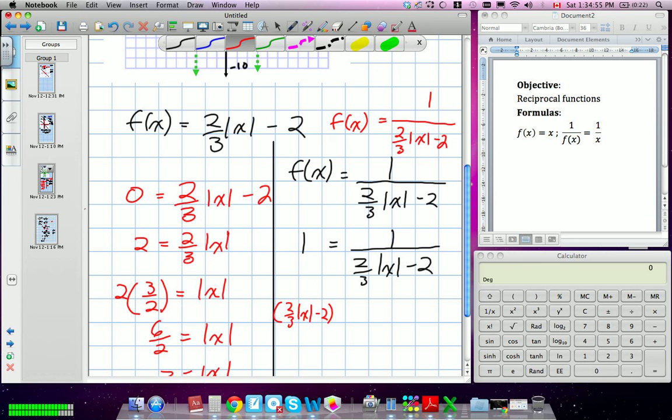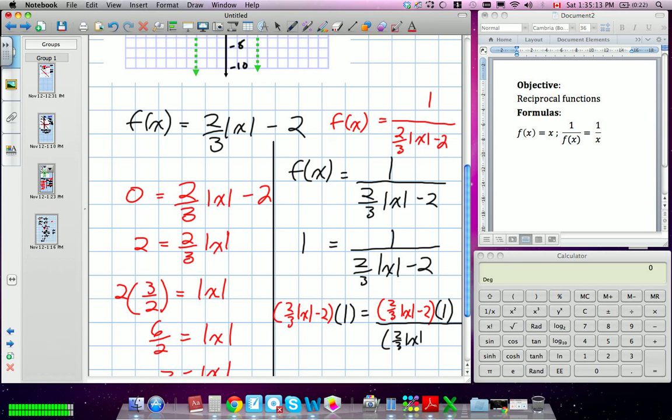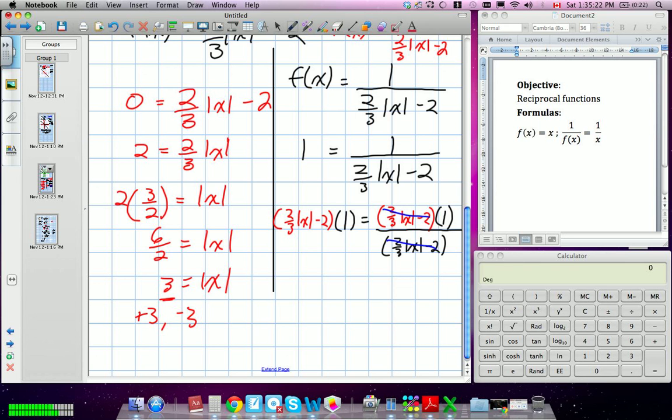On this side, when we multiply it by that, we'll have 2 over 3 absolute value of x minus 2 times the 1 on top, and then on the bottom we have the exact same thing written out. So what ends up happening over here? Yeah, that's right. These two cancel out, so what am I left with on the right side? 1. Just 1. Okay. And then on the left side, that 1 is essentially that function, right? 1 times that will just leave us that. So we get 2 over 3 absolute value of x minus 2 is equal to positive 1.